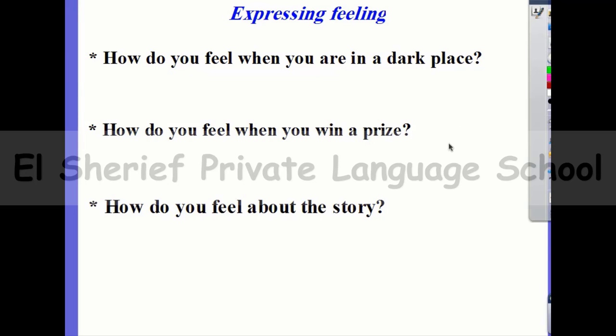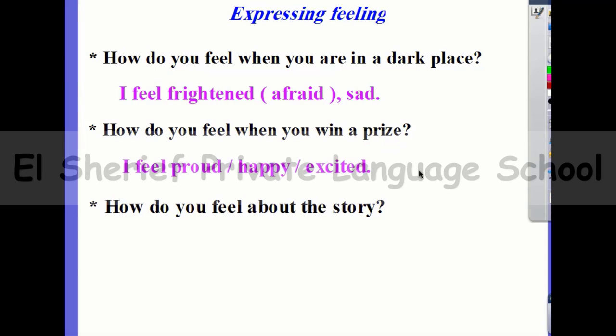Okay, how to express your feeling? You can ask with one of these questions. Number 1, how do you feel when you are in a dark place? The answer will be, I feel frightened or afraid or sad. Number 2, how do you feel when you win a prize? The answer will be, I feel proud or happy or excited. Number 3, how do you feel about the story? It made me excited means quite happy.